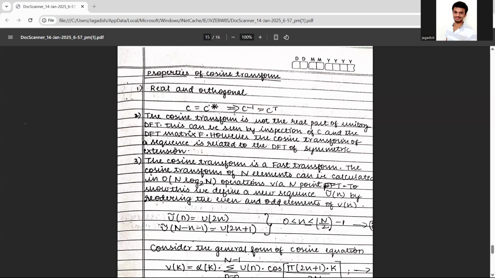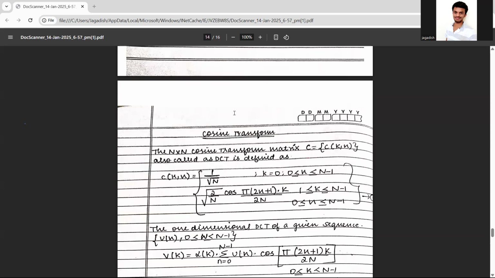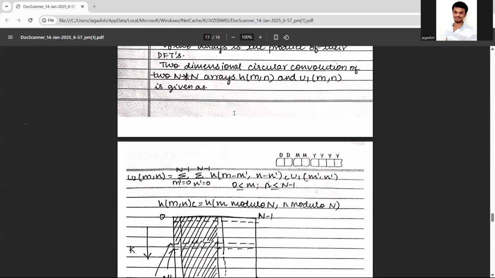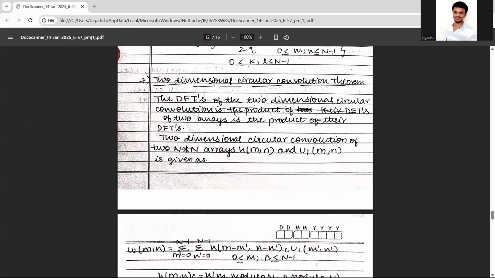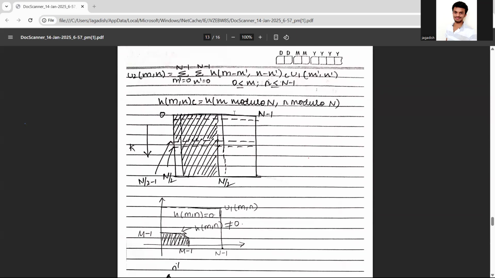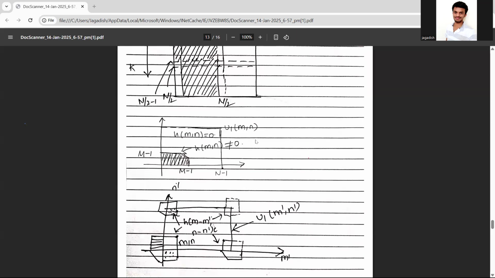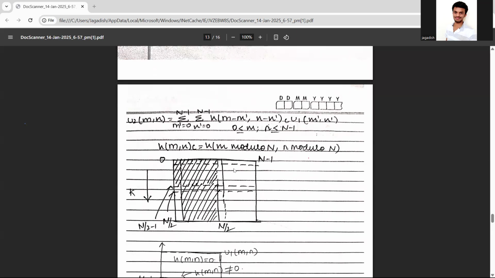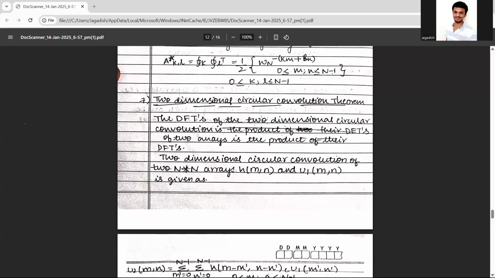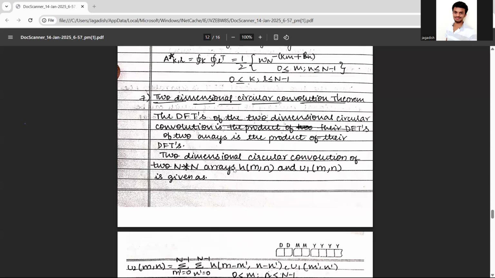The next one will be your cosine transform. For the two-dimensional circular convolution theorem, just draw how these blocks will be looking. It will be modulo n and n modulo n. This block will be getting separated whenever you do h of m comma n is equal to 0. You will be using m minus n transforms. So these three diagrams you write cleanly. This will be for your two-dimensional circular convolution theorem.